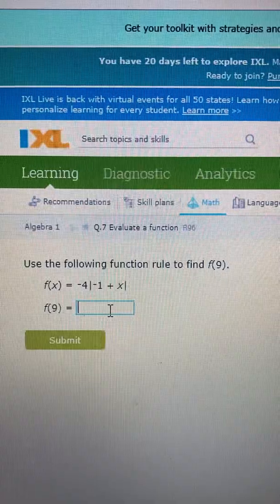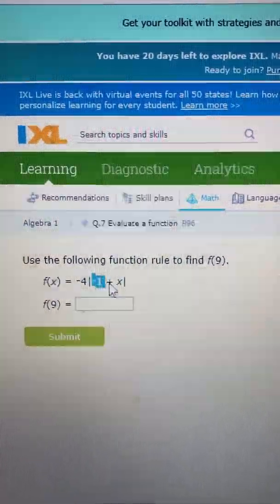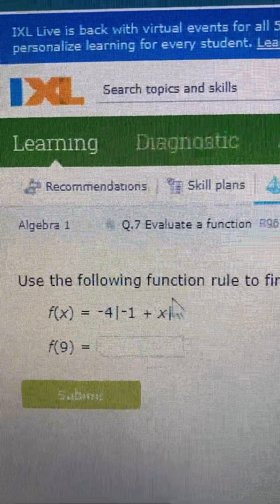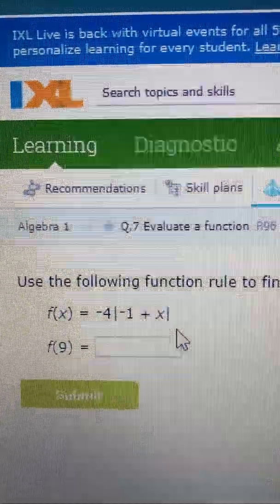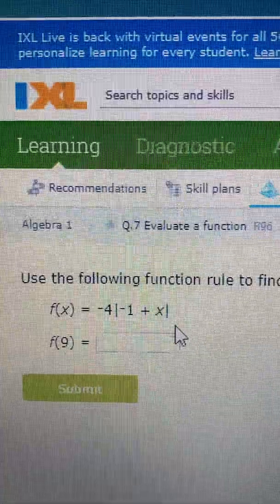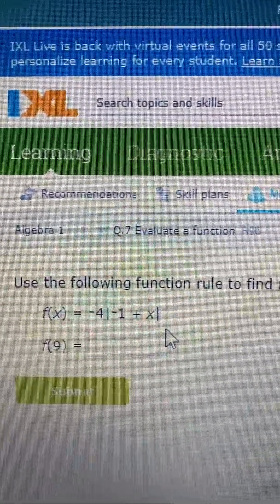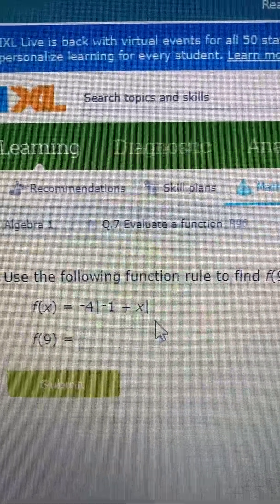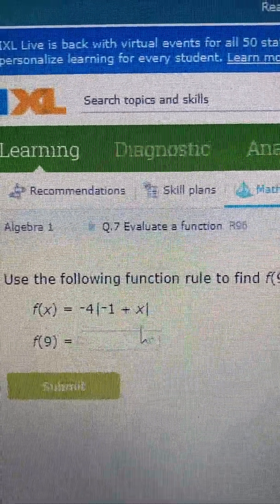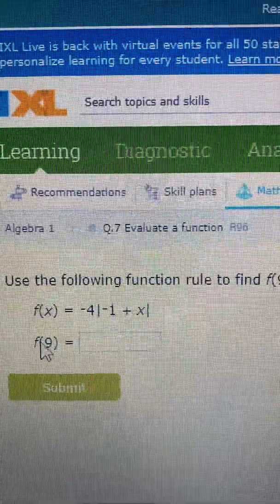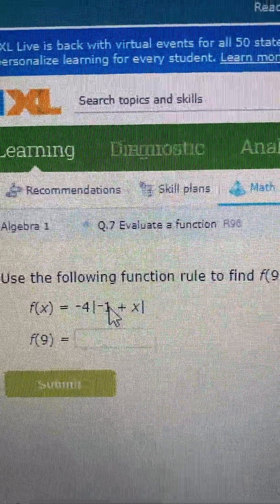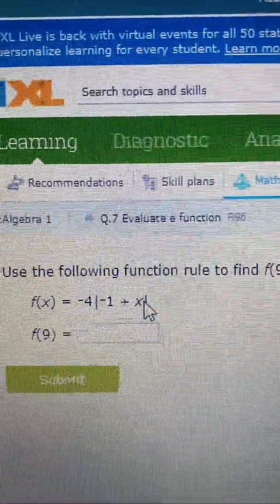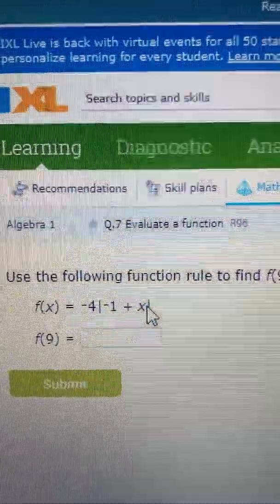Perfect. Here's one of the things I'm looking for. Right here we have, if you don't remember, 2 lines outside of each other. That means an absolute value, basically meaning the distance that number is from 0. And the distance will always be positive. But make sure you solve it before you turn everything into a positive. So in this case, our x is 9. So we're going to do negative 1 plus 9, which would be 8. So it stays as a positive.